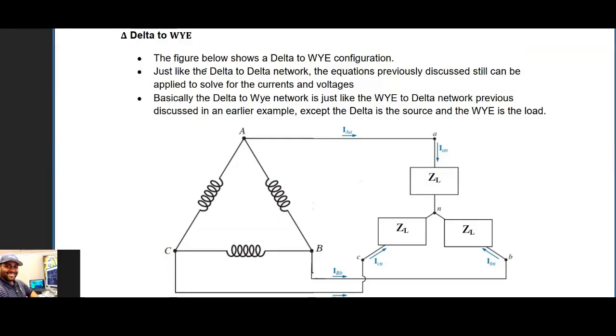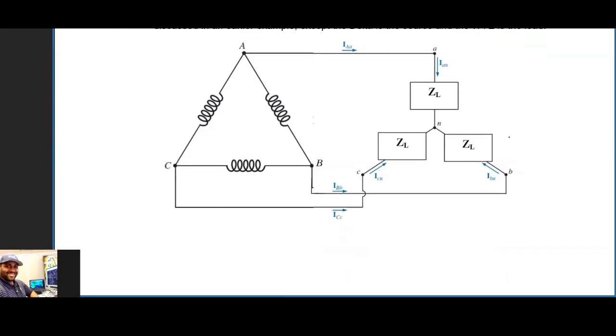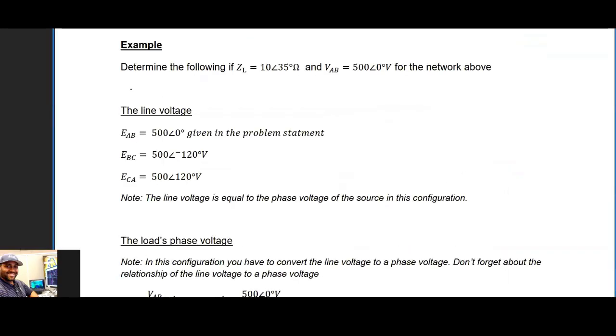So basically a delta Y is just like a Y delta network previously discussed in an earlier example, except the delta is the source and the Y is the load. So here's an example. Determine the following if the load impedance is equal to 10 ohms at an angle of 35 degrees and the line voltage is equal to 500 volts.